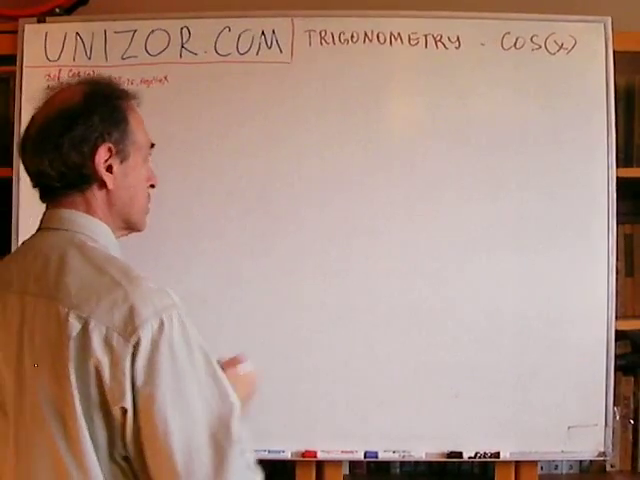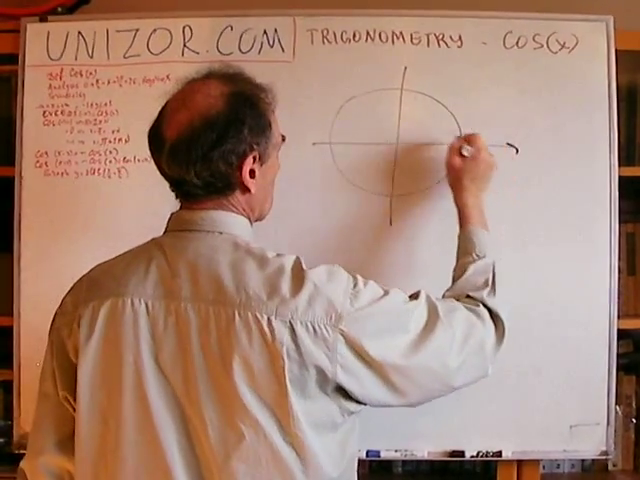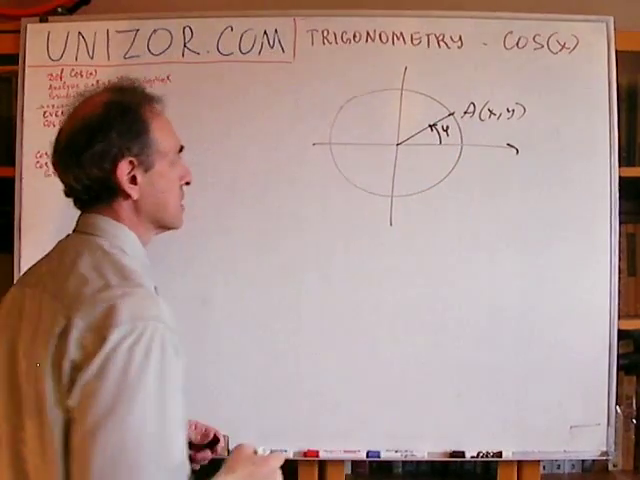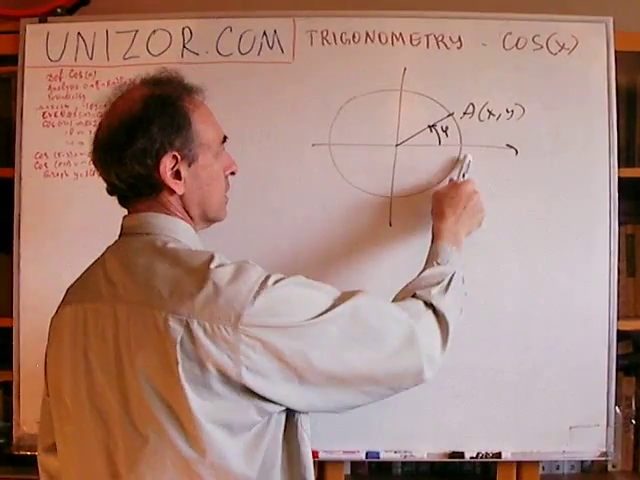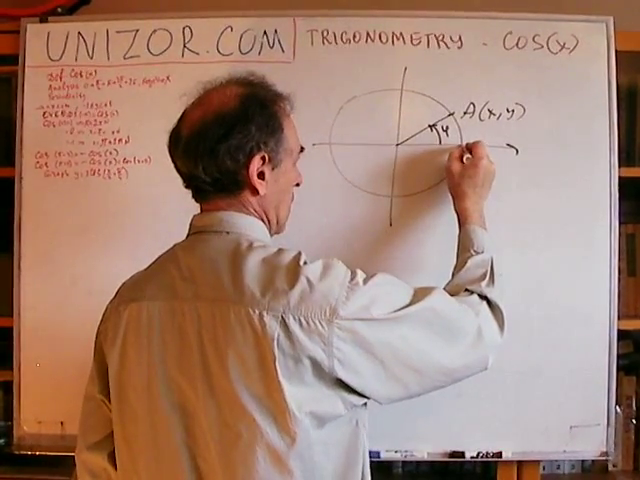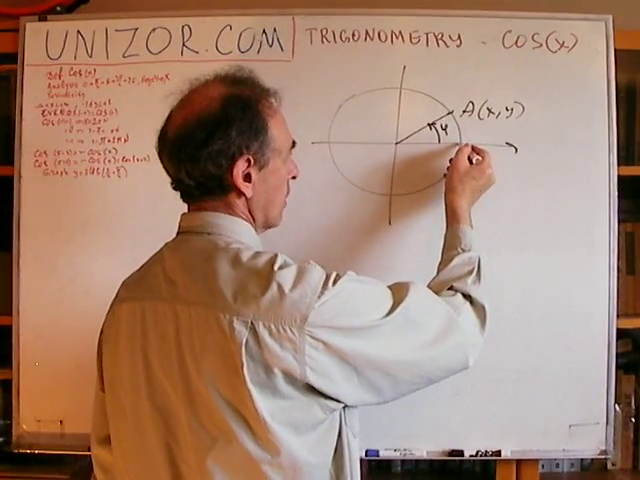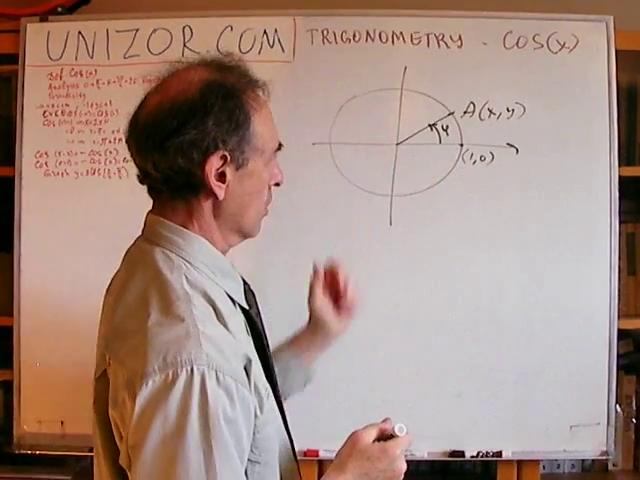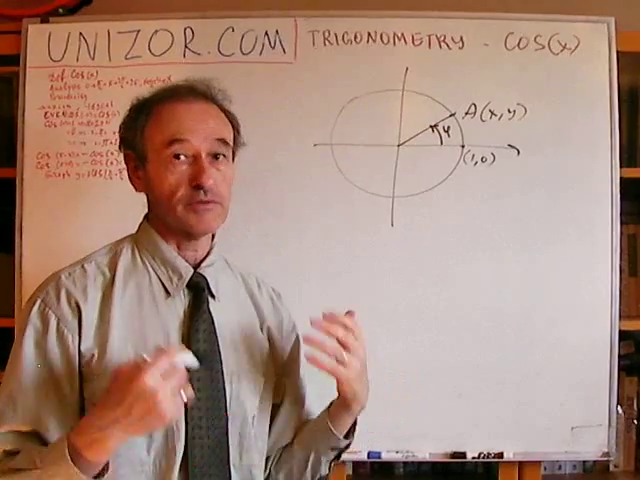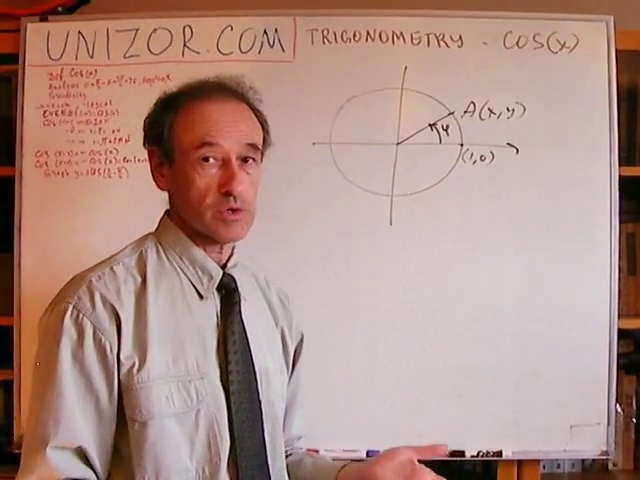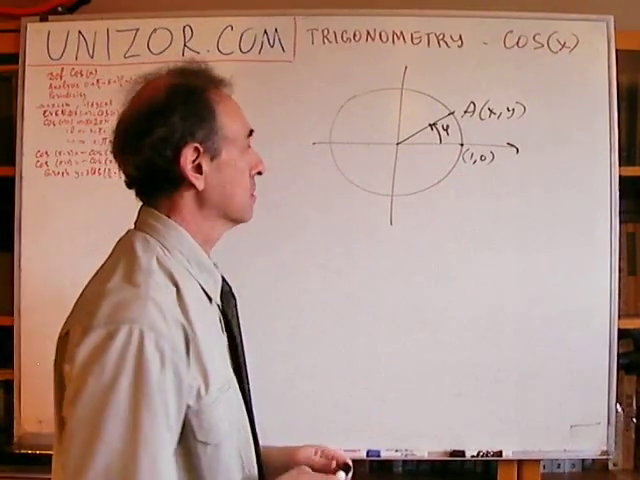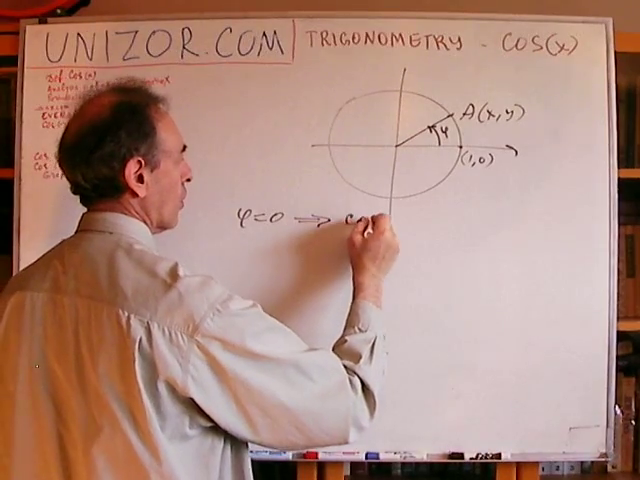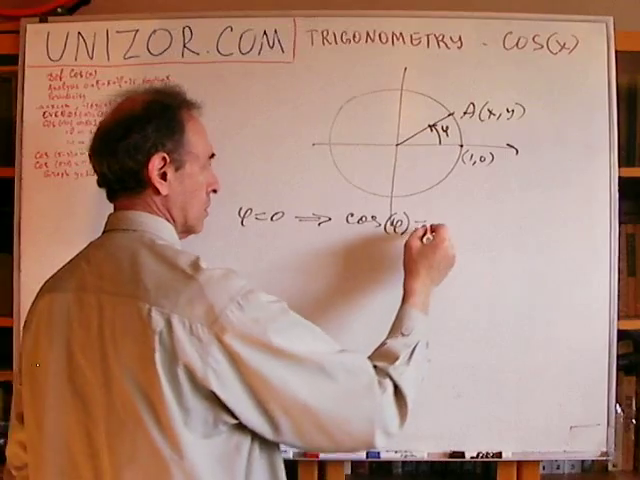Now let's talk about how this particular function behaves. We are talking about the x coordinate of the point based on this angle. So let's start moving. First, we will start from the point A at angle 0, which means it coincides with this particular point, and its coordinates are x is equal to 1 and y is equal to 0. So this point corresponds to an angle of 0 radians. What's the x coordinate of this? Obviously, that's 1. So when phi is equal to 0, cosine of phi is equal to 1.